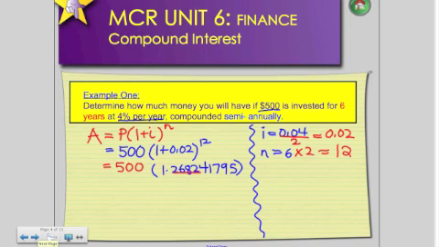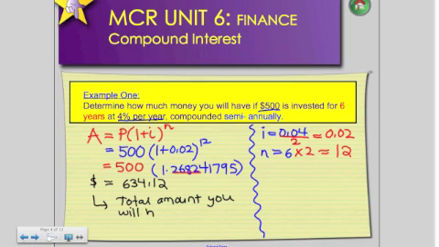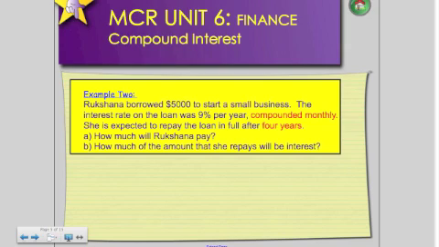So when you punch that into your calculator, you're going to get $634.12. So that is the total amount you will have after 6 years. Because this is a word problem, we have to do a written statement in our final answer. That's pretty straightforward. Let's go on to the next example.